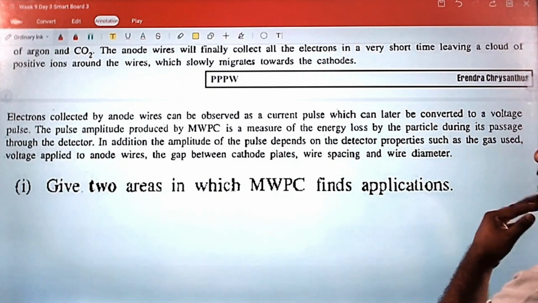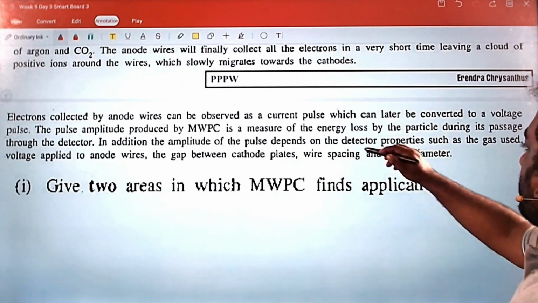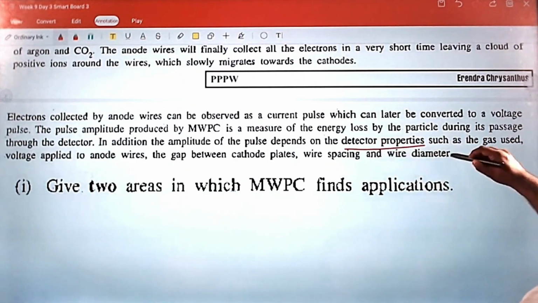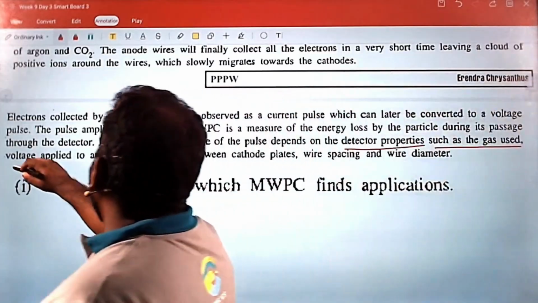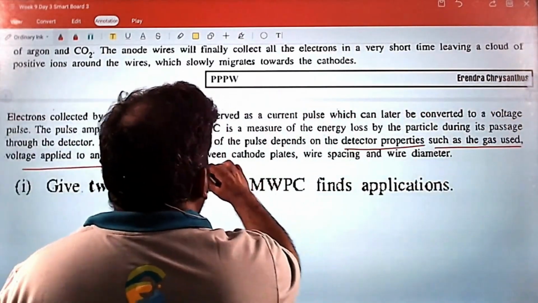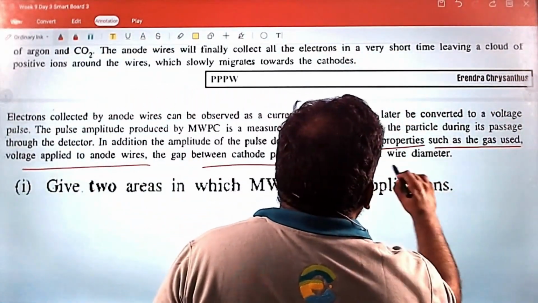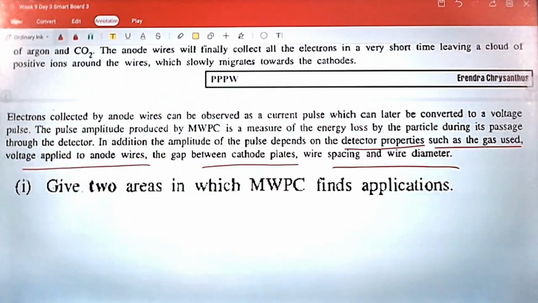In addition to the amplitude, the pulse depends on the detector properties such as the gas used, voltage applied to the anode bias, gap between the cathode plates, wire spacing and wire diameter. There you go. Those are the reasons. Detector properties such as gas used, voltage applied, gap between cathode plates, wire spacing, diameter.